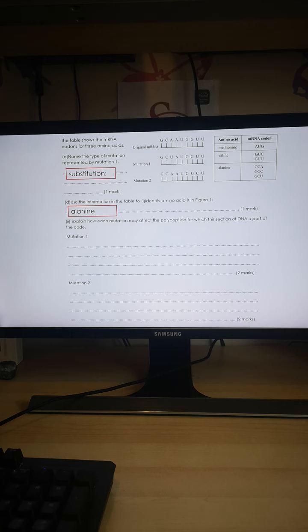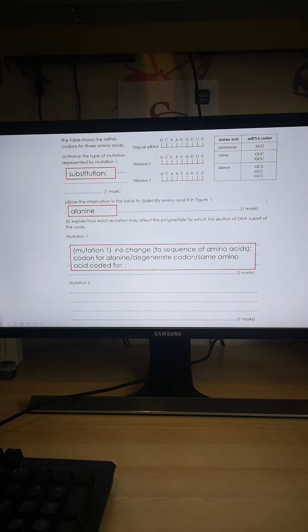Explain for part 2 then. Explain how each mutation may affect the polypeptide for which this section of DNA is part of the code. So mutation 1, we need to have a look at what impact it's had. So did changing that base change the amino acid that's coded for? In this case, mutation 1, we're still coding for the same amino acid. All right, so no change to the amino acid sequence. The code is still for alanine. It's a degenerate code. The same amino acid has been coded for.